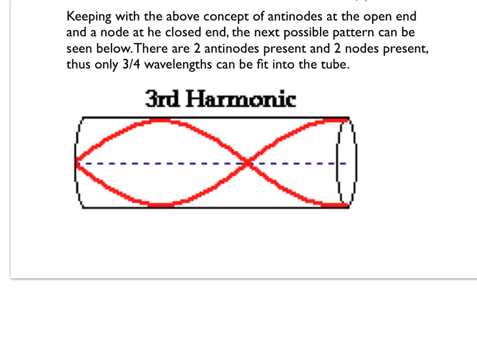Keeping with the above concept of antinodes at the open end and a node at the closed end, the next possible pattern is the third harmonic. Here we have 2 antinodes and 2 nodes, so only 3/4 of a wavelength can fit into the tube. Keep in mind the closed air column acts like a sine wave since it starts at the equilibrium, and for a full cycle, this would be 1 period right there. So we have 3/4 here, so it's really useful to be familiar with the sine wave.